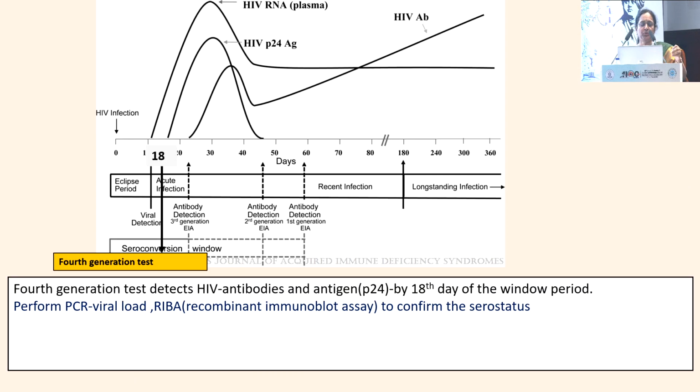Also, we have first generation tests that help to detect HIV antibodies and also P24 by the 18th day of the window period. We also can do PCR for the viral load and other immunoblot assays to confirm the serostatus.